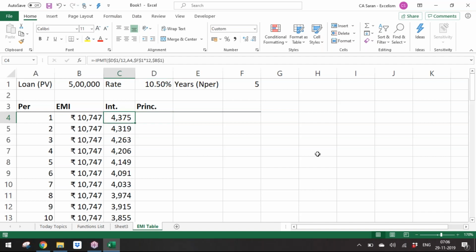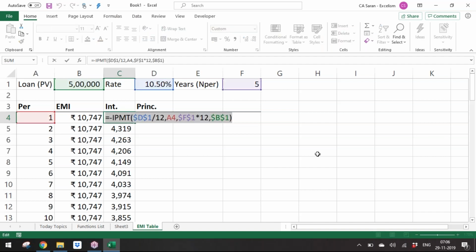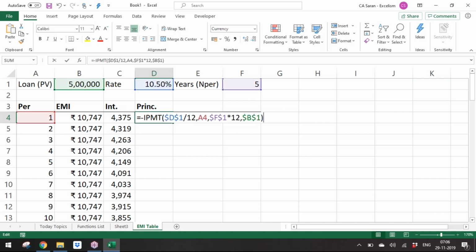So this is exactly the same function. That's the beauty of Excel. If you learn one function, other functions are very simple. Now it's PPMT, right?